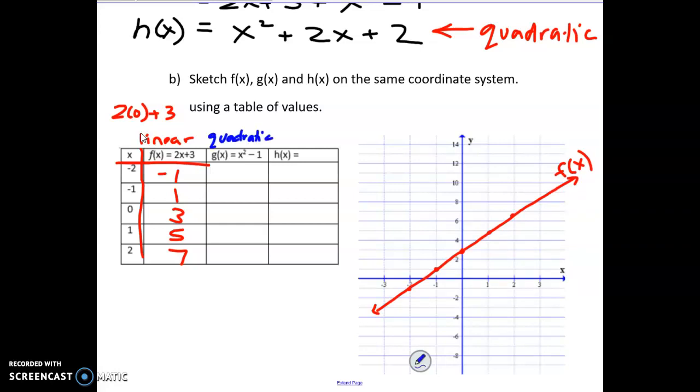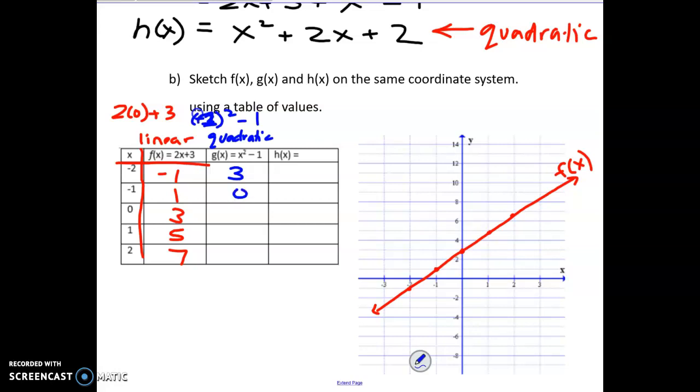So I am going to switch colors for this next one. Let's plug in negative 2. So if I go negative 2 squared and subtract 1, we're going to get 4 minus 1, which is 3. Then we'll try the next number out. Plug in a negative 1. So negative 1 squared is 1. When I subtract 1, I get 0.